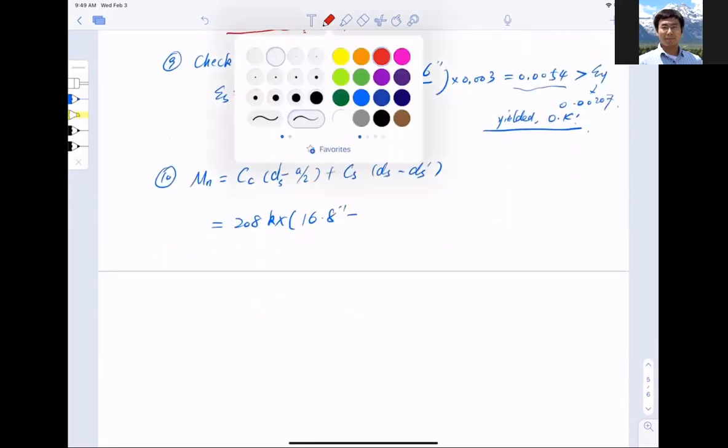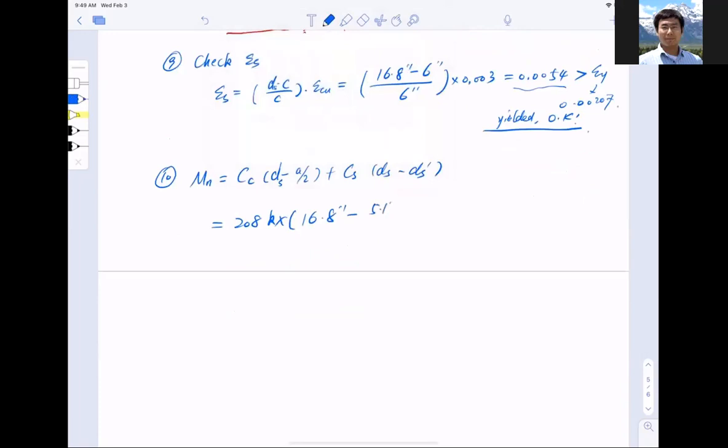Okay, so here I have 5.1 divided by 2, plus compression from the steel, 142 kips, multiplied by 16.8 again minus ds prime, which is 2.5. Okay, so now you got this number to be 2960 kip-inch plus 2030 kip-inch, and that equals 4990 kip-inch, and divided by 12 inch per foot, you got 416 kip-foot.